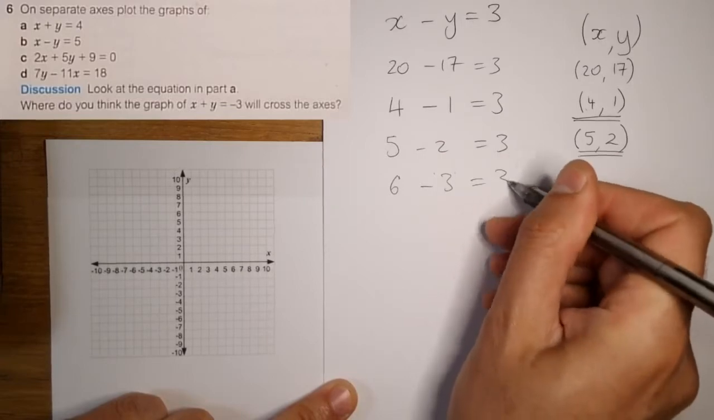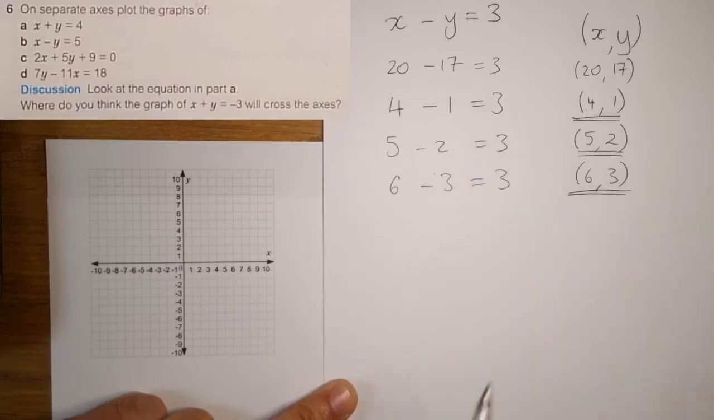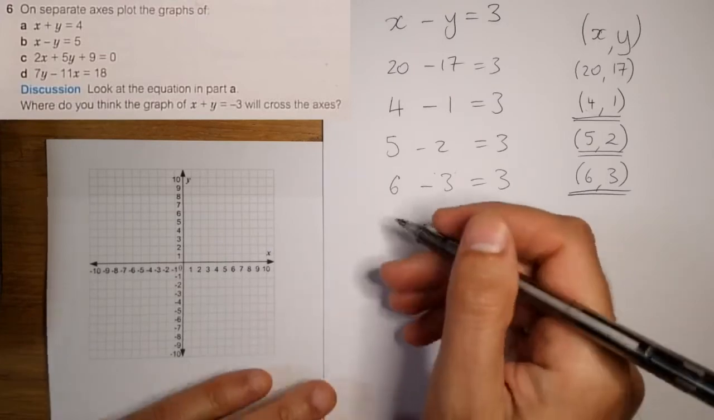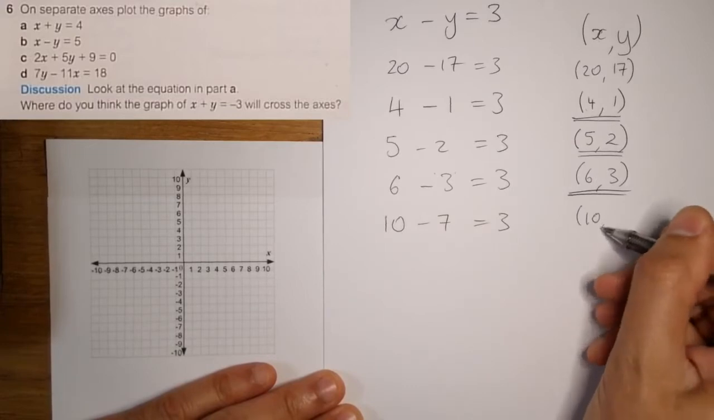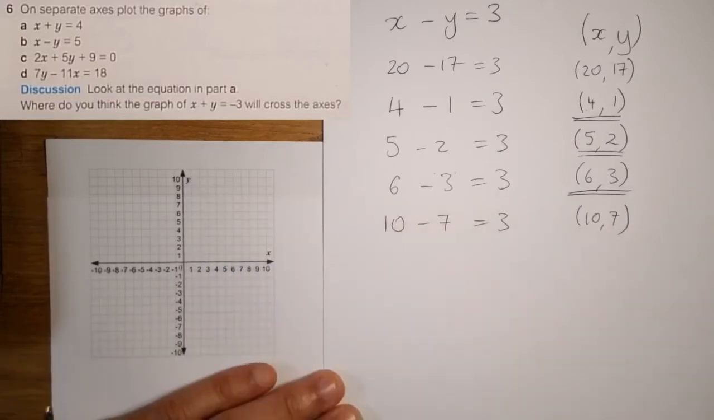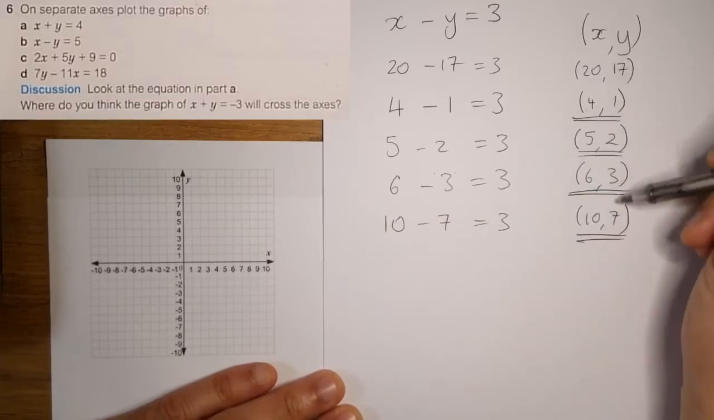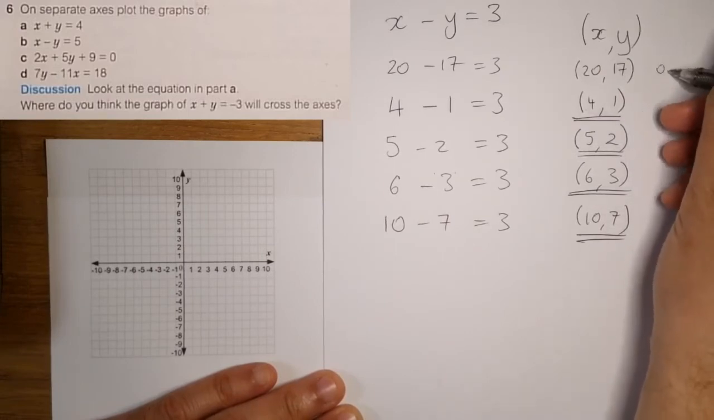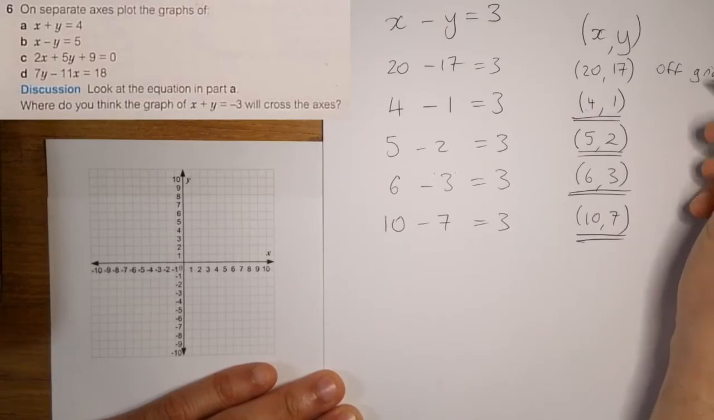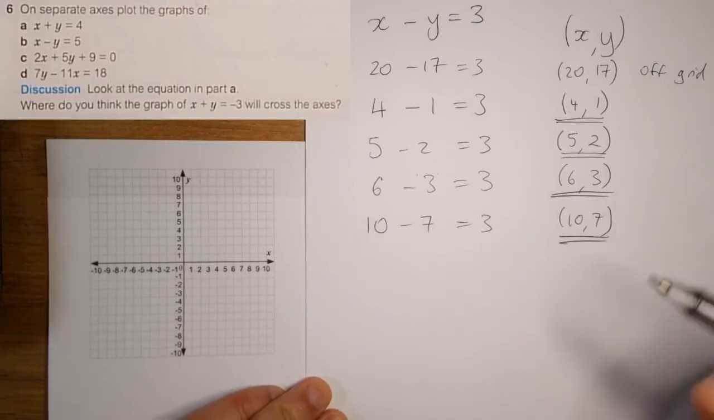I was thinking about avoiding it. You don't have to do the pattern. Okay, you don't have to do this. But many of you will feel more secure doing the pattern. Okay, I mean, some of you might go, oh, I'll do 10 minus 7. That equals 3, so I'll do 10, 7, because that's still going to fit on the grid. Alright, so I've now got more than 4. I've actually got 5 coordinates that fit the rule, but this one is off the grid. So I'm not going to use that one. Alright, I just need 3 of them really.